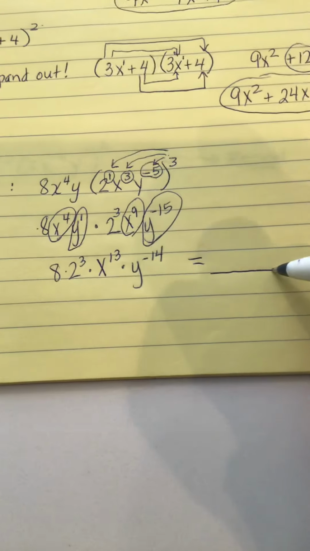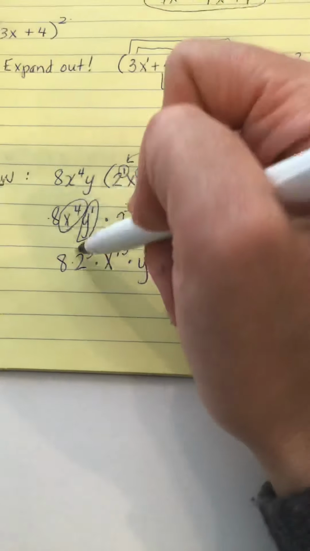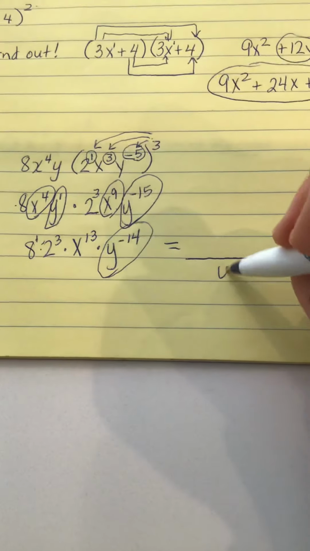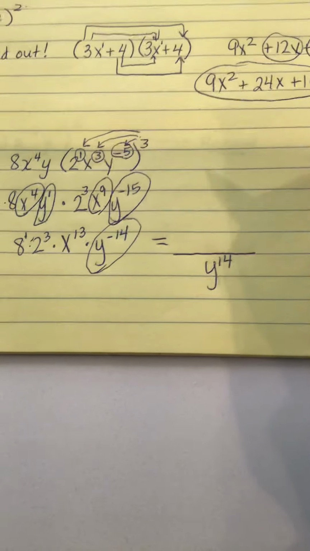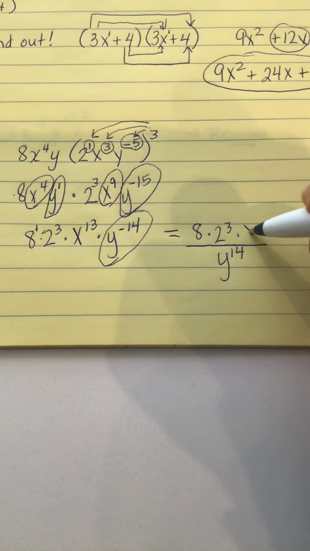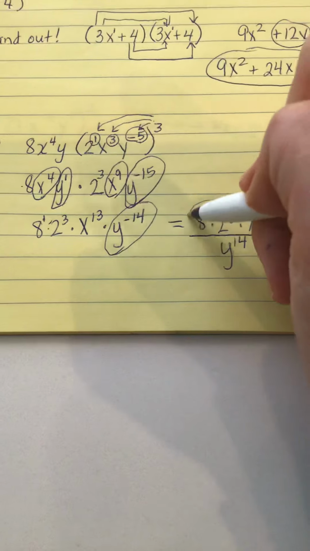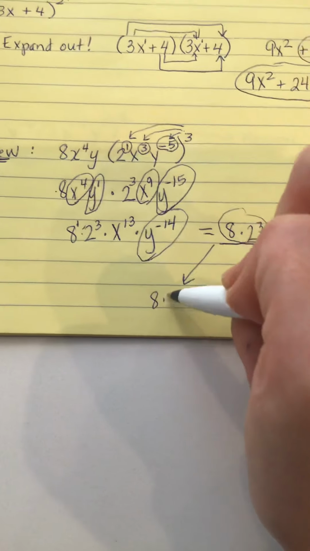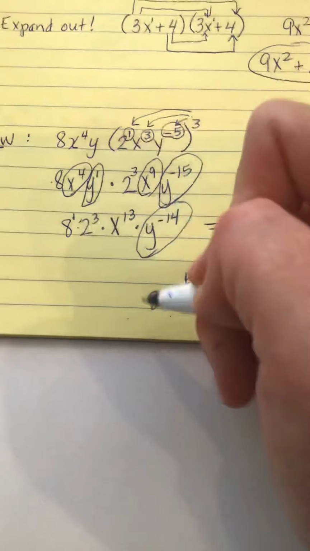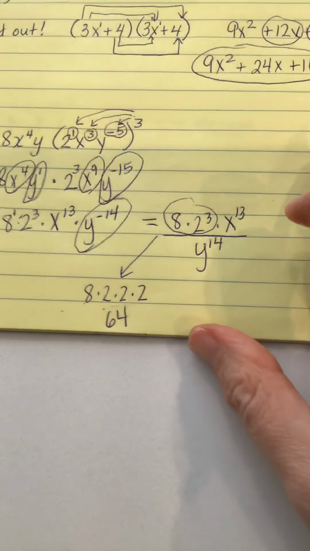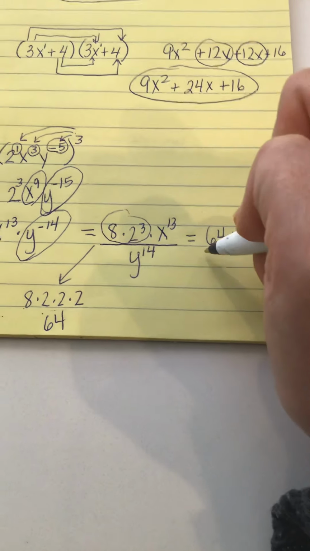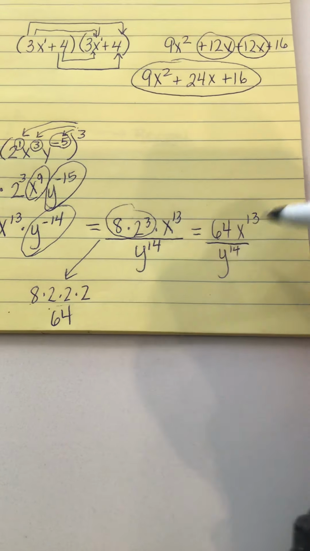Okay, and now we decide what's going to drop to the bottom. This is a positive 1, that's a positive 3, that's a positive 13. Only this one drops to the bottom. And once you drop it, it's like a reciprocal, just turns positive. So then you keep the 8 on top, the 2 to the 3rd on top, and then the x to the 13th on top. Now you have to do this math. So it's 8 times 2 times 2 times 2 and you do that math there, which would be 64. So your final answer is 64 x to the 13th over y to the 14th.